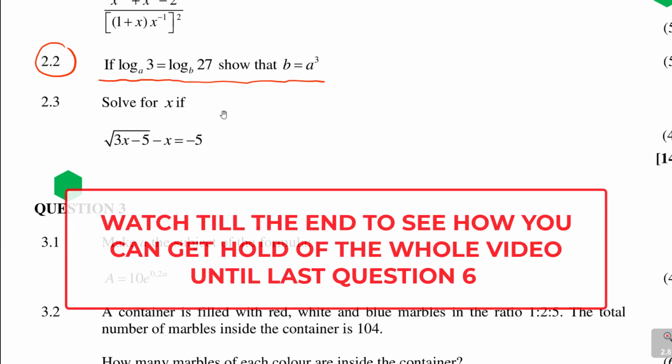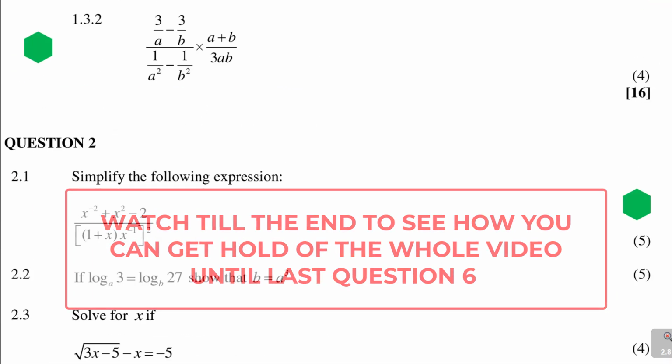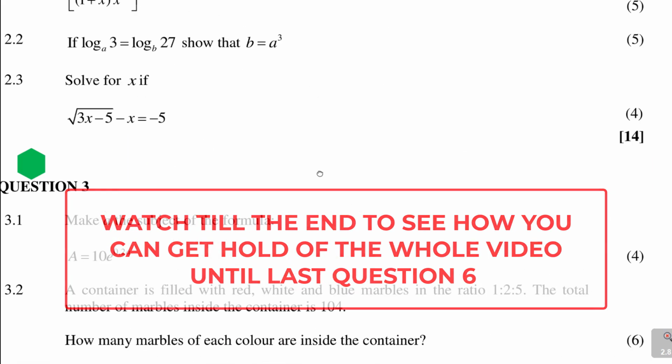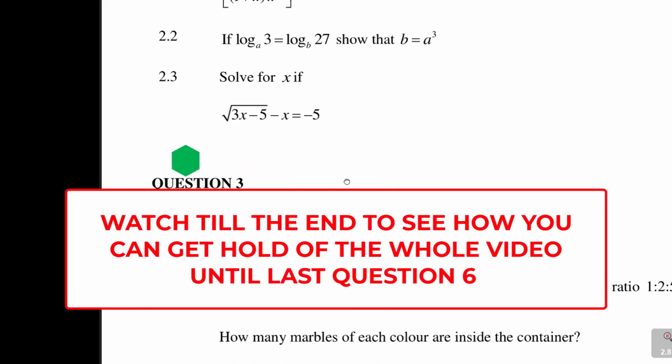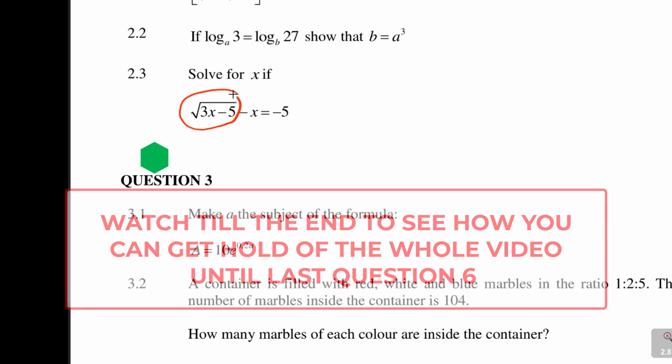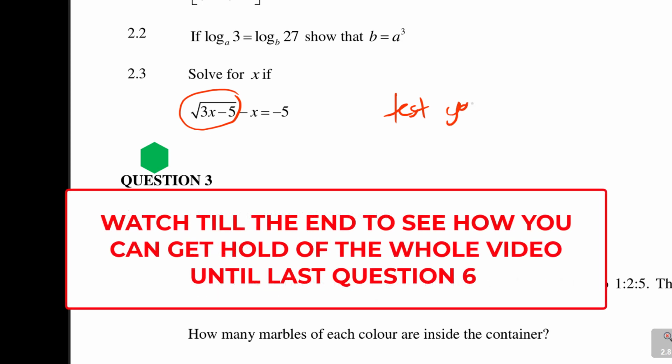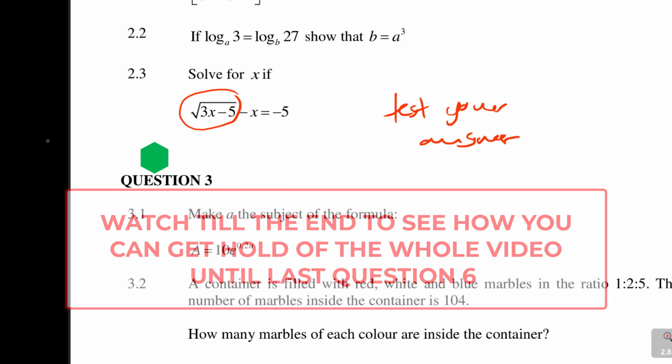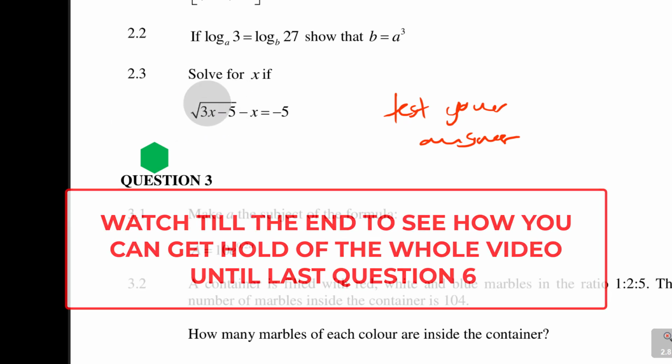Now solve for x if. Let's continue. Solve for x. How many marks? 4 marks. Solve for x. Now when you see this square root, I already want to give you a hint. When you see this, you need to test your answer. Very important, because one usually is correct and the other one is wrong.